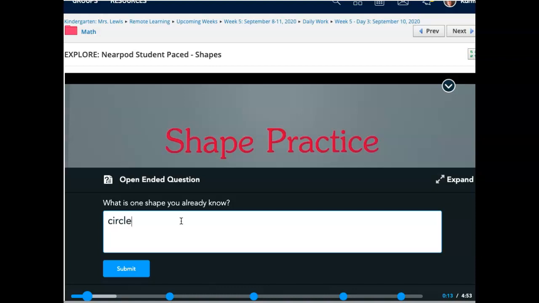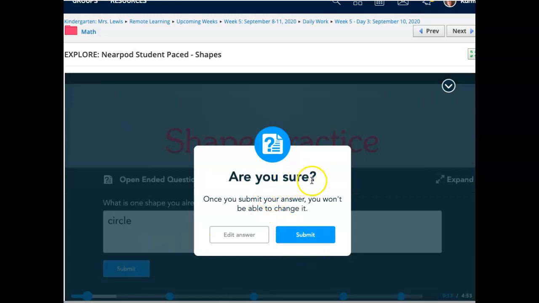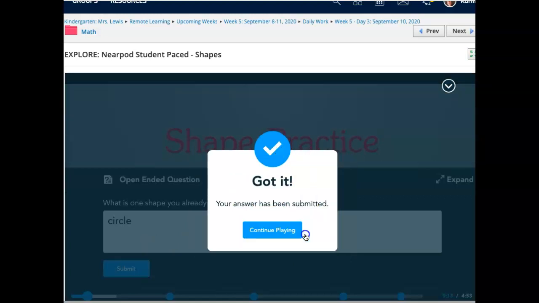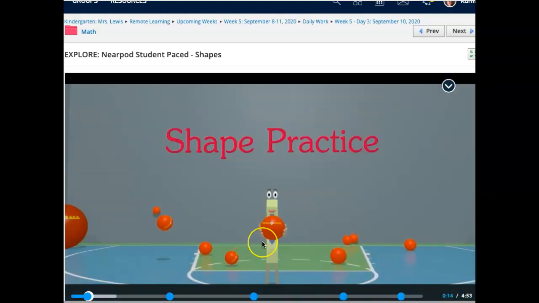C-I-R-C-L-E. Remember when we learned the sound for the letter C, it says S and K, K and S. That's what I like about the word circle because the C makes both of its sounds, the S and the K. Circle. All right, I'm going to click on submit and it says, are you sure? And I am sure, so I'm going to press submit again and then click on continue playing.